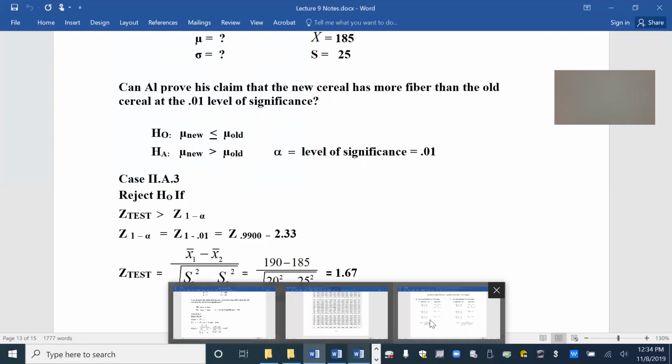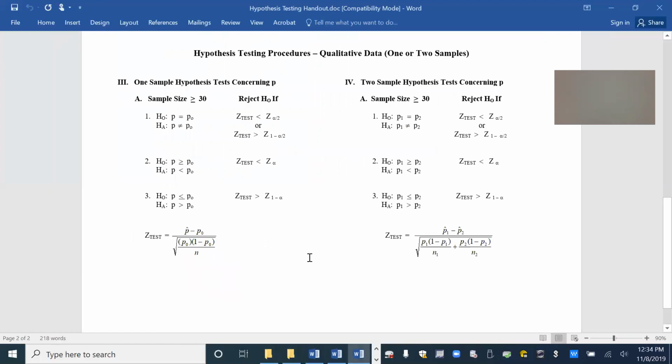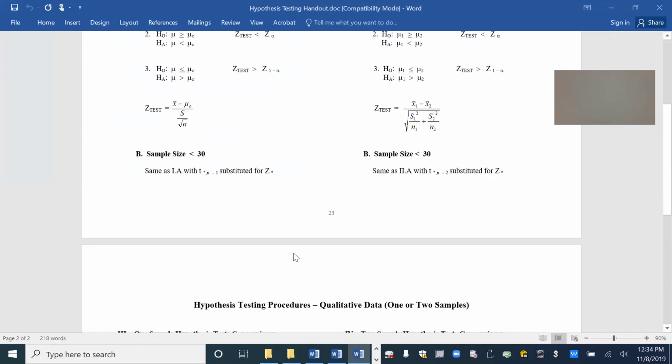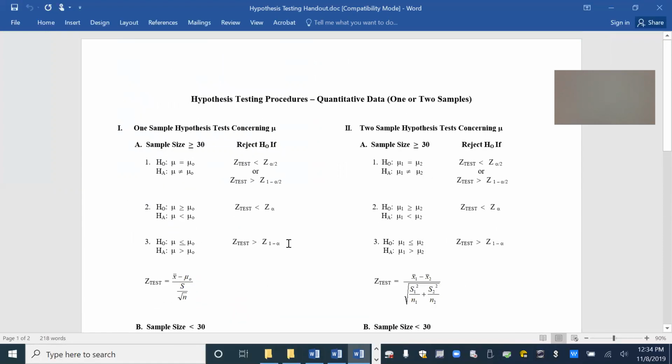I head to this fabulous new handout here. Quantitative data? Yep. One sample? No. Two samples. One from the old, one from the new. This is your classic research. Control group gets the placebo. Experimental group gets the stimulus. This is how they do classic research. They use hypothesis testing.